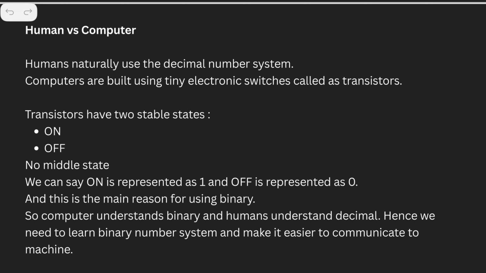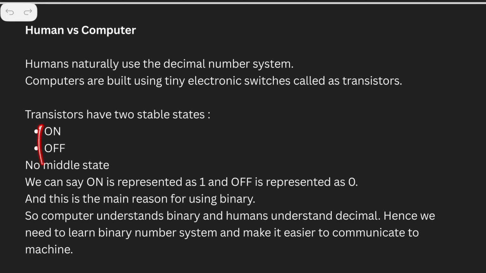But computers have tiny electronic switches called transistors. Every single transistor has two possible stable states, that is on and off. So a computer doesn't even understand 0 and 1. What it understands is on and off. For on, we refer to it as 1. For off, we refer to it as 0. So there are billions of transistors, and all of them have two stable states, on and off. This on is 1 for our understanding, and off means 0. There is no middle state.